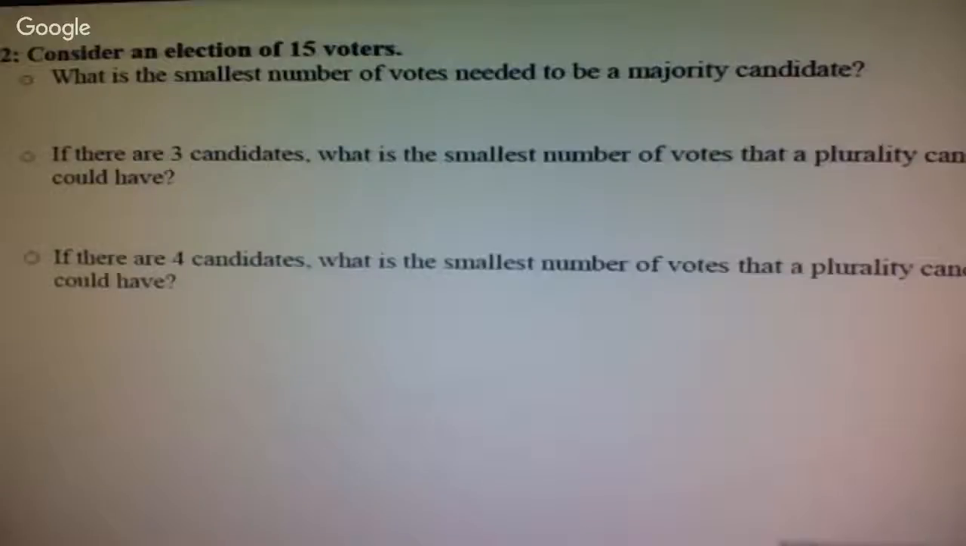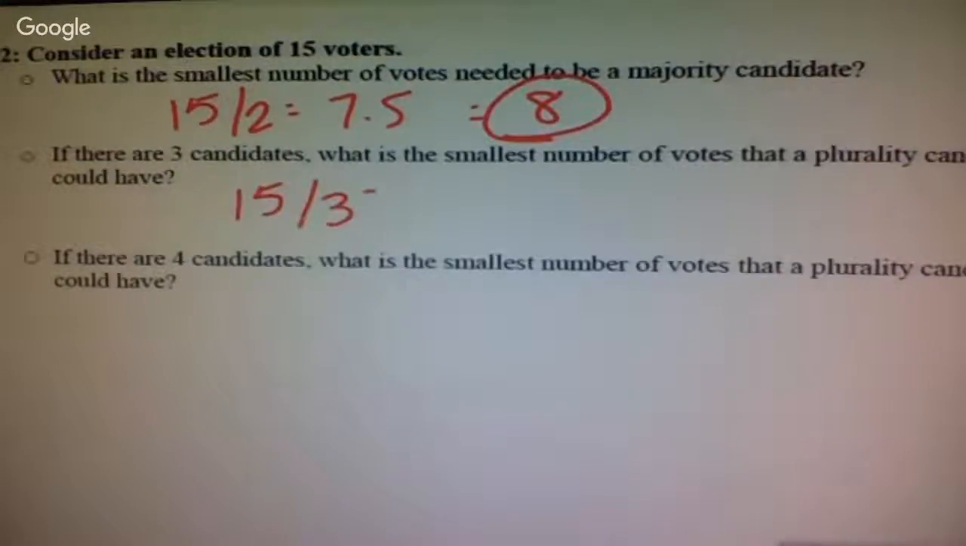So if I have 15 voters, what's the smallest number of votes needed to be a majority candidate? 8. Again, 15 divided by 2 gives me 7.5, so I need 8 to take majority. If I have 3 candidates, what's the smallest number that a plurality candidate could have? 6. 15 divided by 3 makes everybody tie at 5, so we need that push. And what if there are 4 candidates? 4. Fantastic.